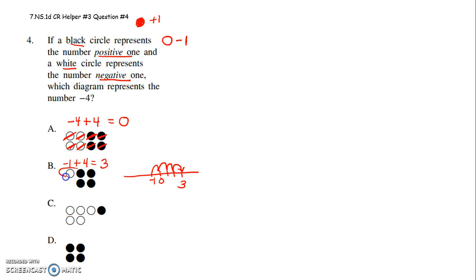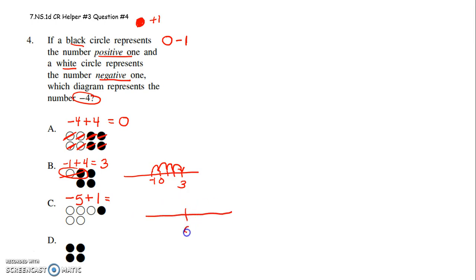Again, you could cross out a 0 pair. You could take one negative, one positive, those 0 out, and you're left with 3 positives. All right, we're trying to find the number -4. I'm not there yet. So these white circles represent -1, so -1, -2, -3, -4, -5. So we're at -5. Black circle represents a +1, so I'll add 1 to that, see where I'm at.